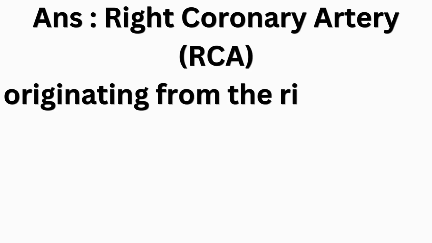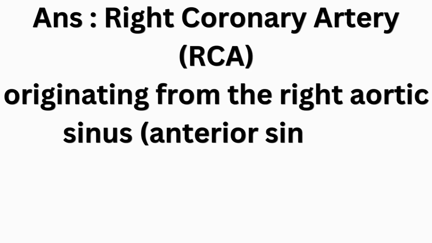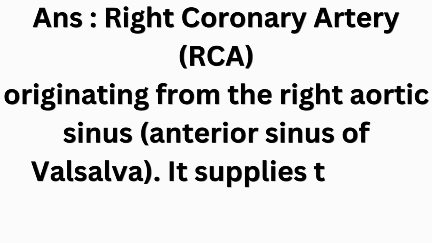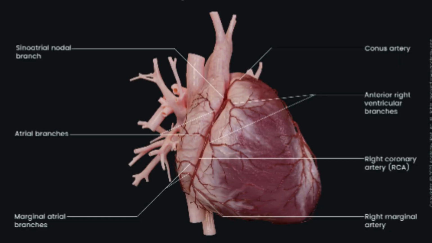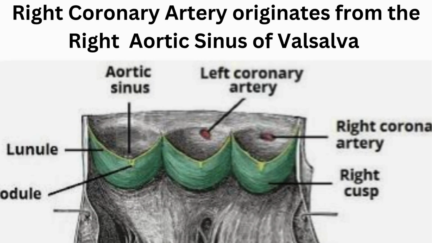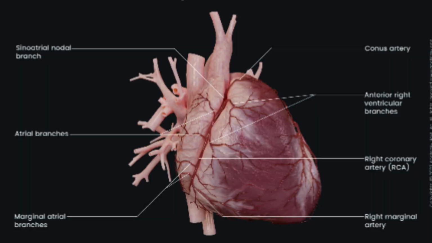This artery originates from the right aortic sinus or the anterior sinus of Valsalva, which is a small pouch in the aorta. This artery travels in the groove between the right atrium and the right ventricle. This artery supplies the SA node in 60% of people. Always remember, the right coronary artery is equal to the right coronary, right ventricle, right sinus, and the SA node is a passenger on that train in most people.